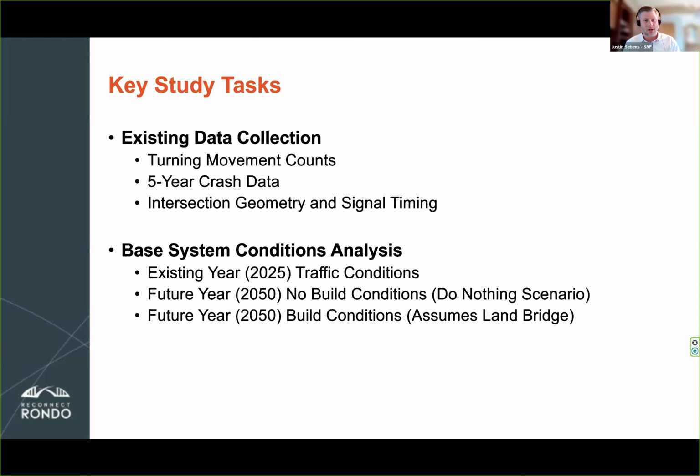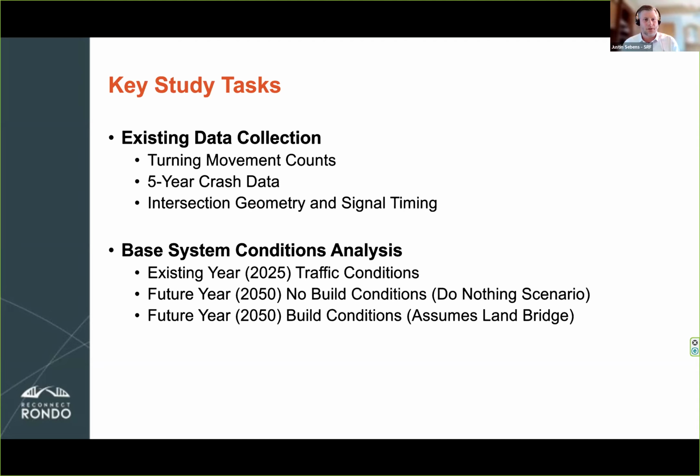In addition to that, we also pulled 5-year historical crash data to understand trends, different things that we're seeing from a safety perspective. All of that, plus the intersection geometry and the signal timing within the study area, feed into that as existing conditions. When we start to think about our base system conditions, I already mentioned we're looking at our existing year, which is 2025 in this case, and what does the system look like as a whole within the community under current conditions.